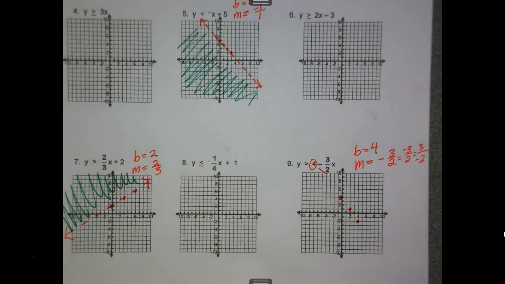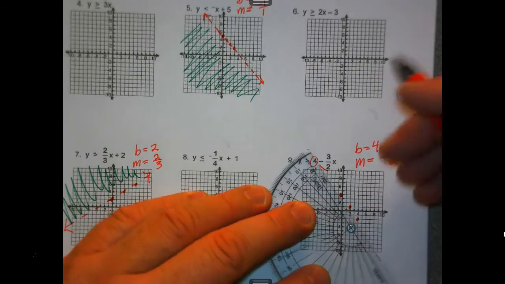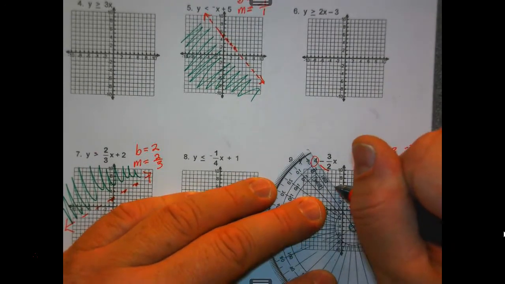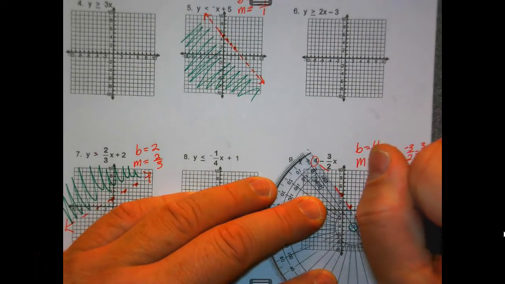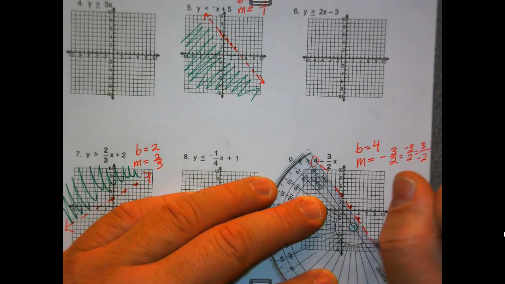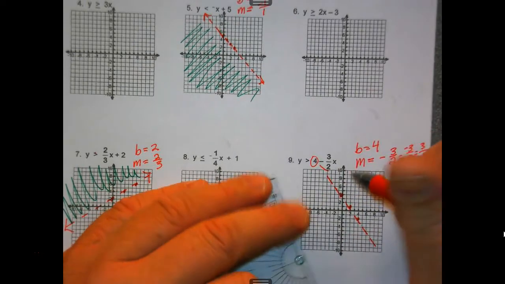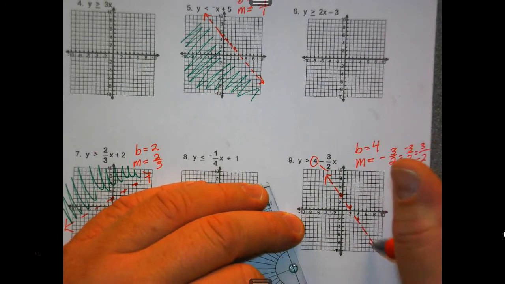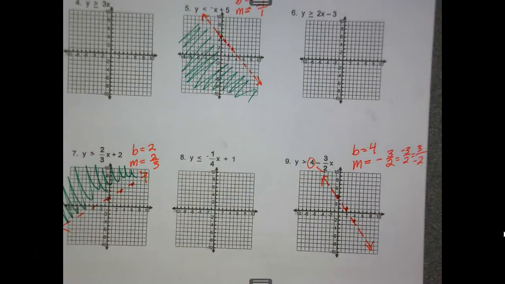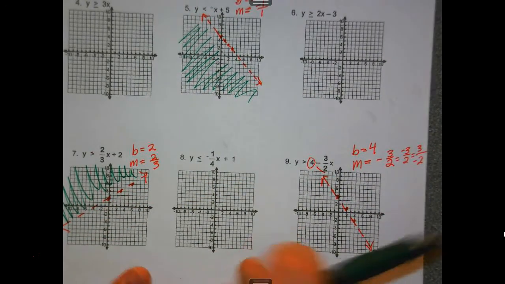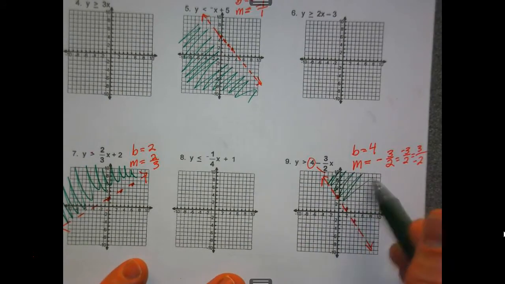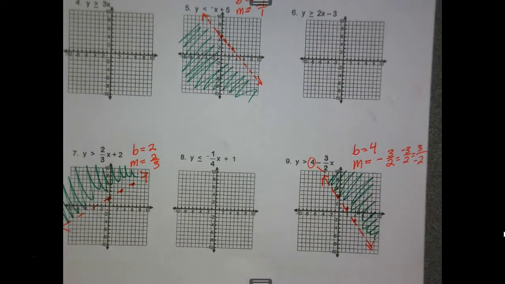Solid or dotted line? That's right, dotted, or slashed, or whatever you want to call it. There's my line. I want all those numbers greater than, pointing that way.